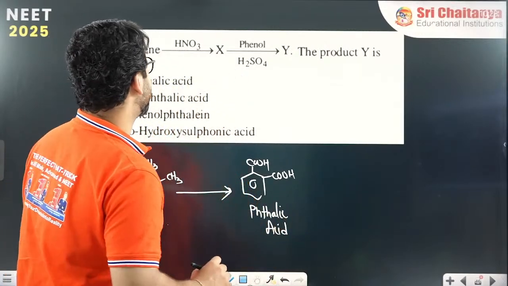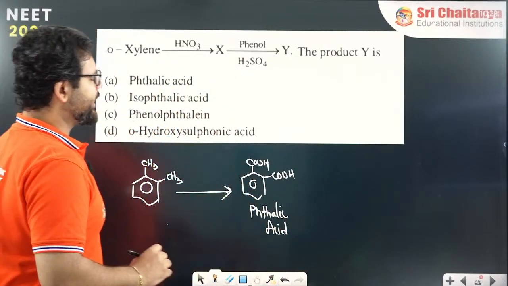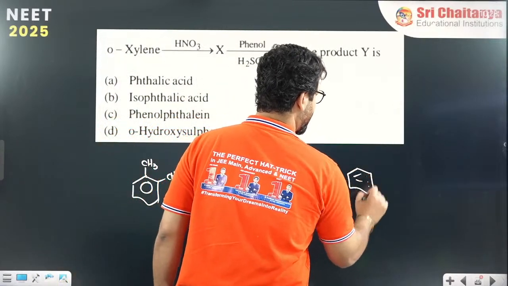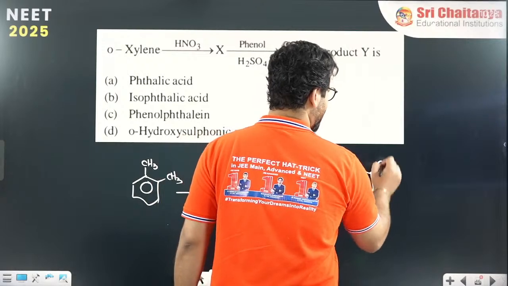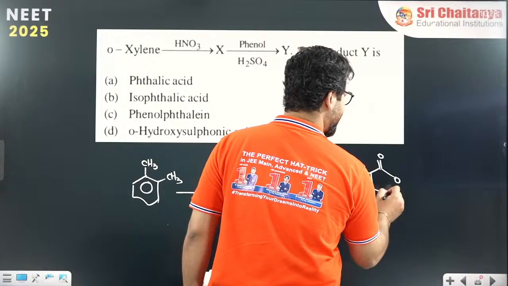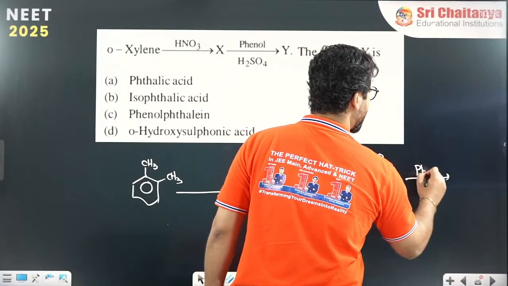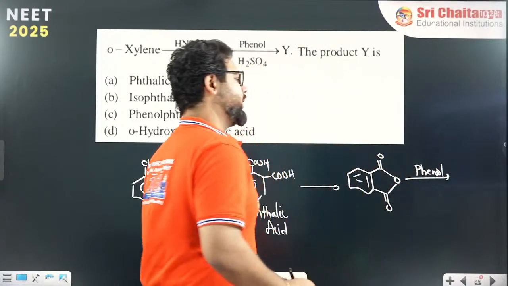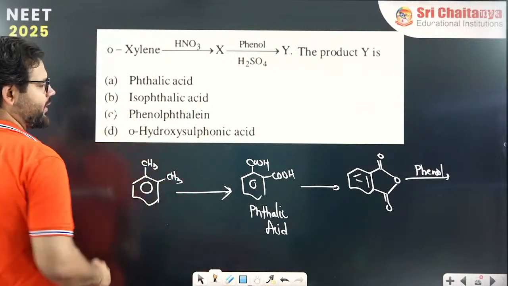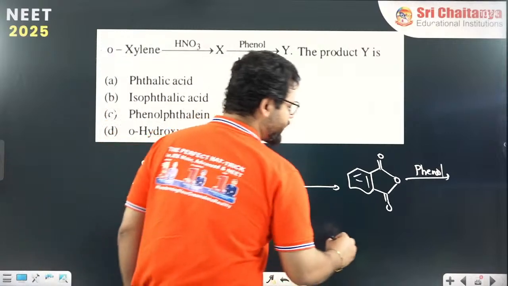Phthalic acid reacts with phenol in H2SO4. So first phthalic acid will undergo dehydration, giving you phthalic anhydride. And remember, when phthalic anhydride reacts with phenol, you get your indicator, which is phenolphthalein. Phenolphthalein. Important reaction as well. So how to react here?